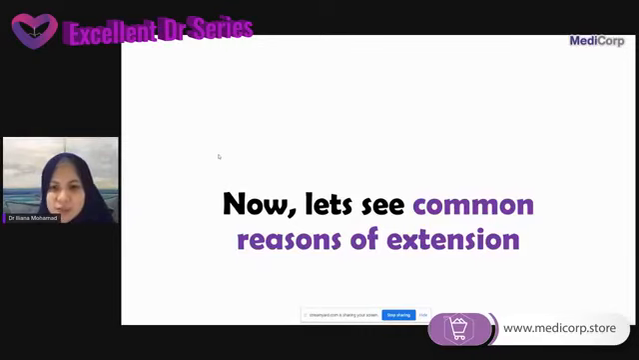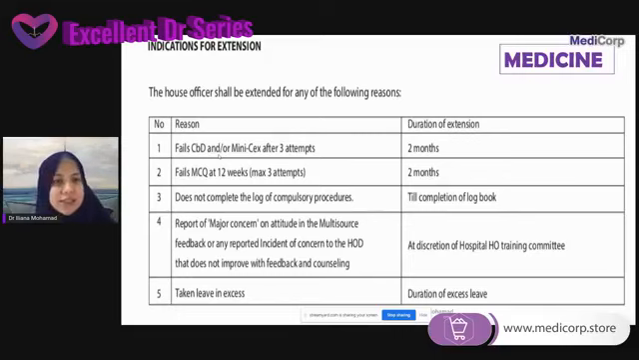Okay, if there are no other questions, let's see the common reasons for extension. You need to know this so that you can avoid them and plan your posting properly. Okay, so this is again taken from the Medicine Logbook by KKM.